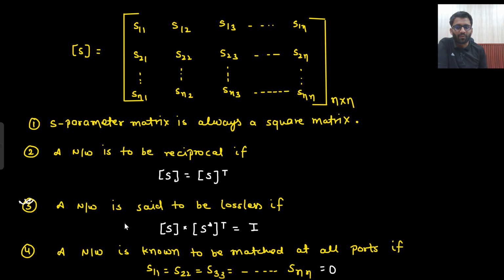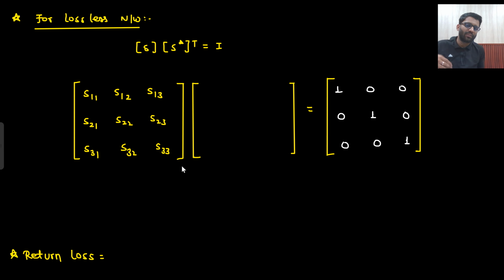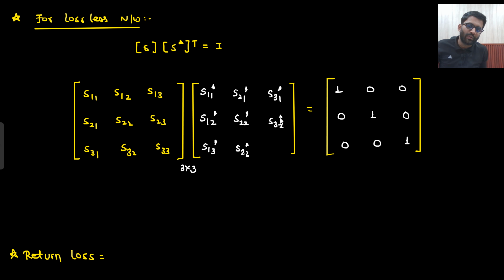Now let's talk about this lossless property more. A network is said to be lossless if S and the conjugate of that, then transposed, when multiplied, is equal to the identity matrix. Let's just say this is your 3 cross 3 scattering parameter matrix. Now what will be their conjugate? S11 conjugate, S12 conjugate, S13 conjugate. Now I need to take the conjugate and then take the transpose. So taking the transpose: S11 conjugate, S21 conjugate, S31 conjugate, then S12 conjugate, S22 conjugate, S32 conjugate, then S13 conjugate, S23 conjugate, S33 conjugate.